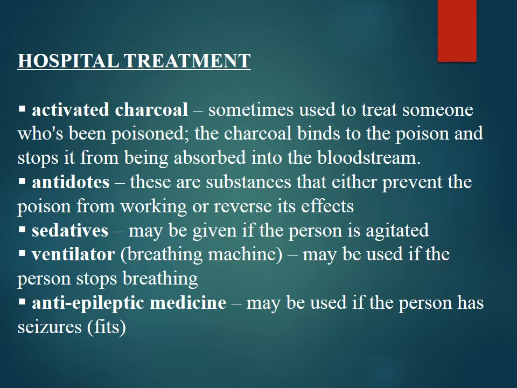Hospital treatment. How do you manage poisoning? First, activated charcoal is sometimes used to treat someone who's been poisoned. The charcoal binds to the poison and stops it from being absorbed into the bloodstream. Antidotes are substances that either prevent the poison from working or reverse its effects. Sedatives may be given if the person is agitated. A ventilator or breathing machine may be used if the person stops breathing. Anti-epileptic medicine may be used if the person has seizures or fits.